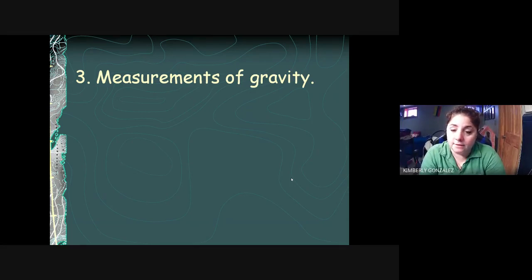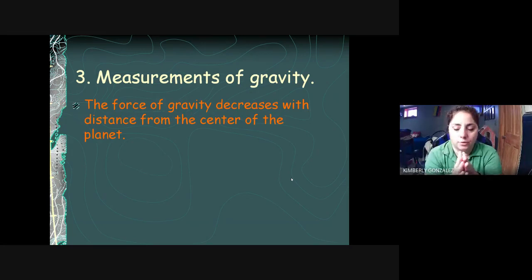In earth science, gravity is the answer. But you will see the word gravity the entire school year. You will have gravity as the answer the majority of the time. Okay, so why is gravity the answer here? Well, the closer you get to the center of the Earth, the stronger the gravitational pull. Okay?